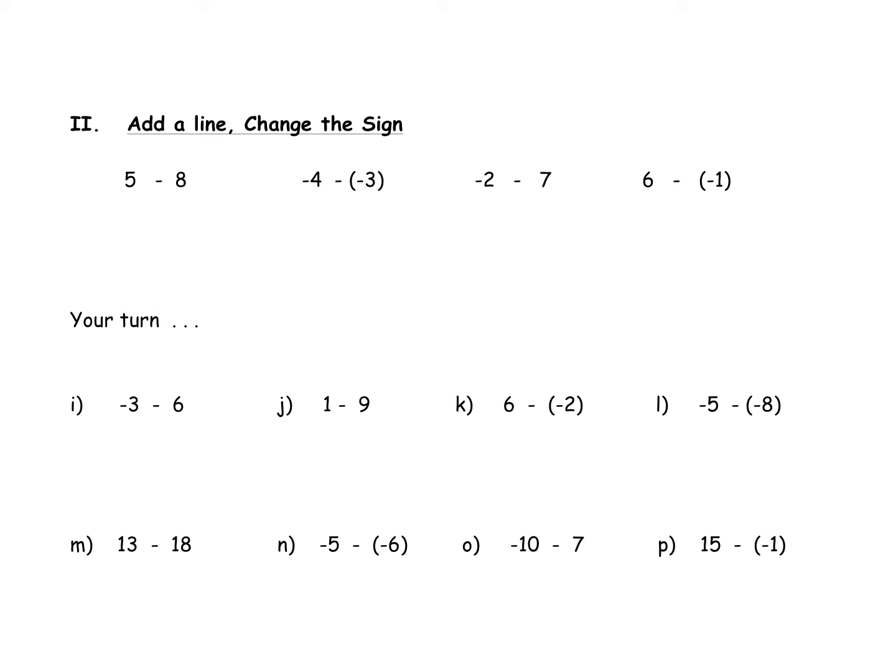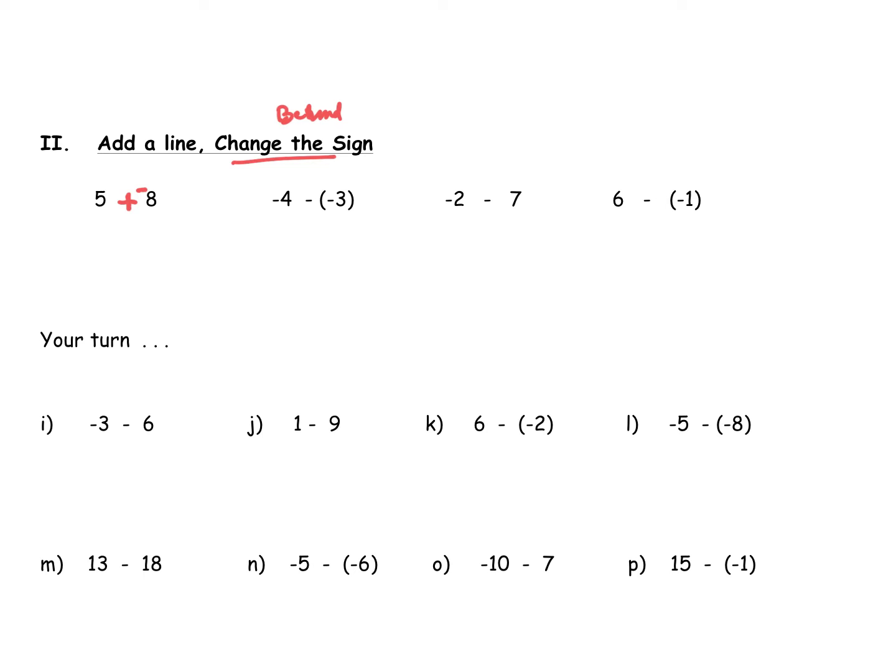There are two different strategies we can use in order to help us. One is keep, change, change, which we just practiced, and the next one is called add a line, change the sign. So when we use this method, we go directly to the minus sign and we change it to addition. So we just add a line to it. It was a minus and we're adding a line to make it a plus. And then we change the sign of the number behind. So it's almost like a little domino effect. We change the sign, we added a line, so we change the sign of the number behind it.